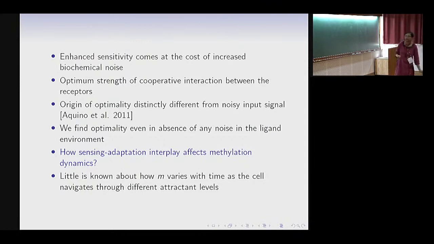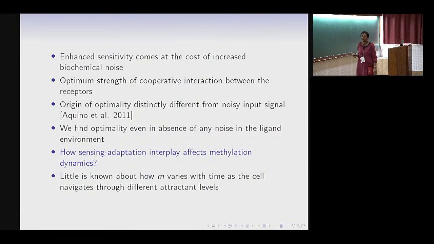In some previous work, people had actually reported an optimal cooperative interaction for best chemotactic performance some years back. But they had considered a noisy input signal. And their argument was that because of receptor cooperativity, the input signal is being amplified. But if there is noise in it, noise is also getting amplified. So too much amplification is not good. And therefore, beyond some point, cooperativity does not help me.